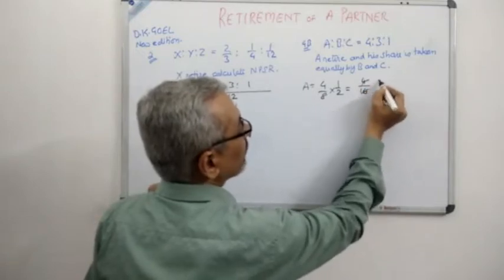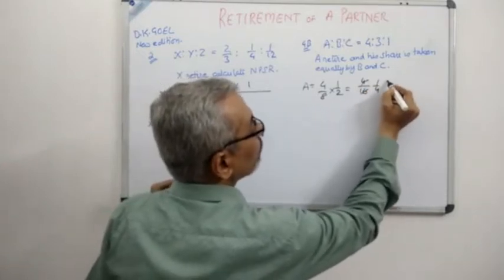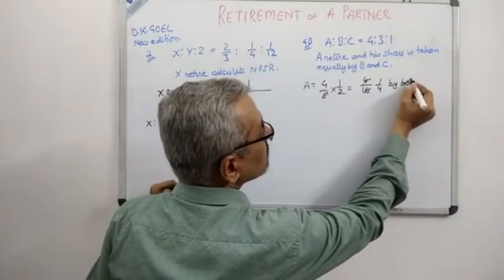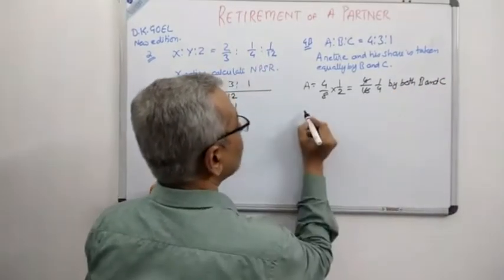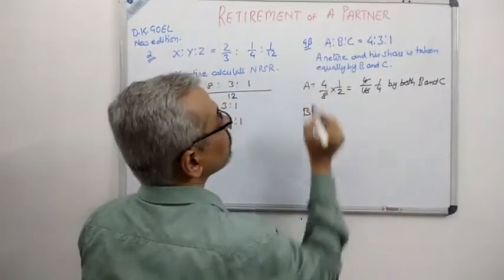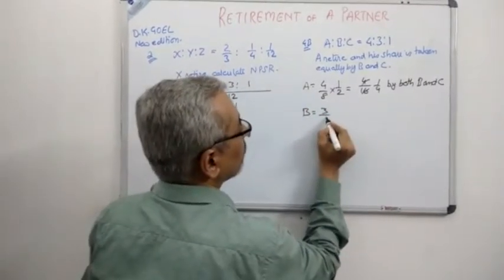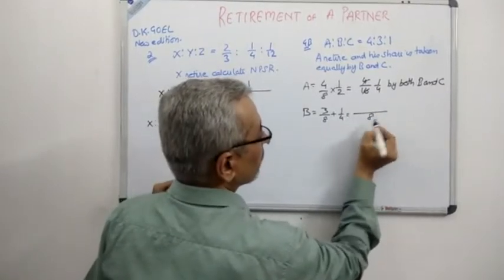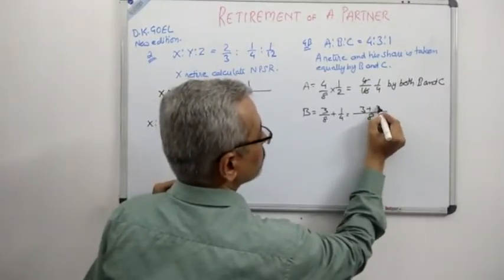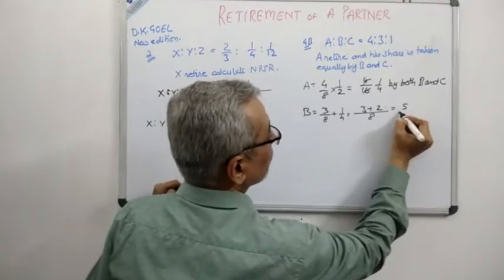If you reduce it, that becomes 1 by 4 by both B and C. So what will be B's share now? B's original share was 3 by 8 plus 1 by 4. If we do, the LCM becomes 8. 3 plus 2 gives us 5 by 8.